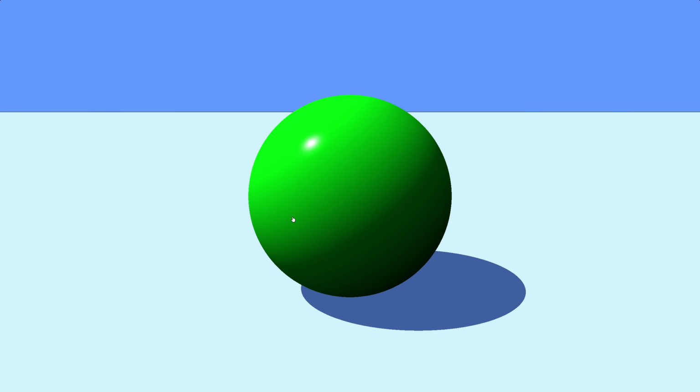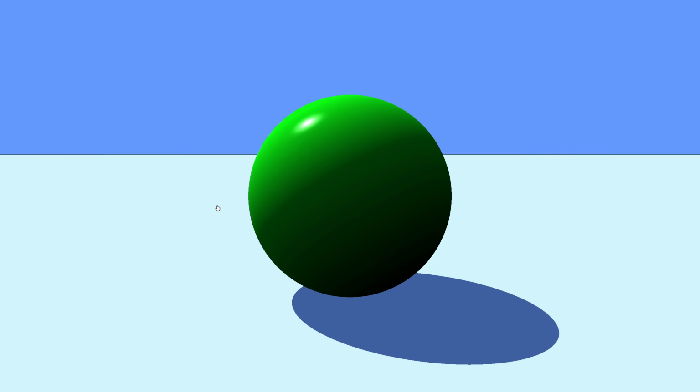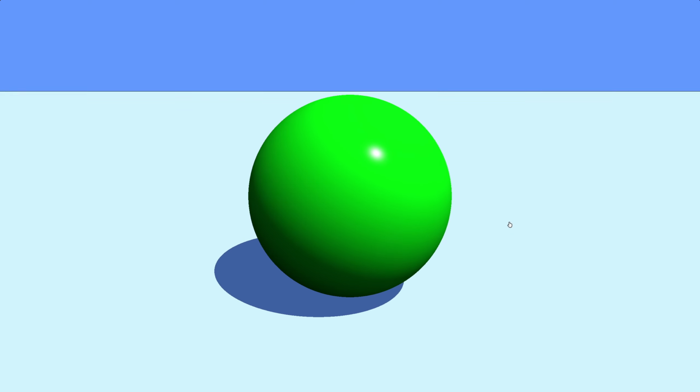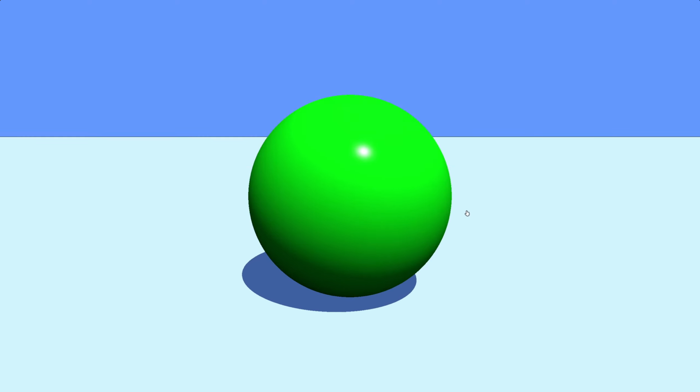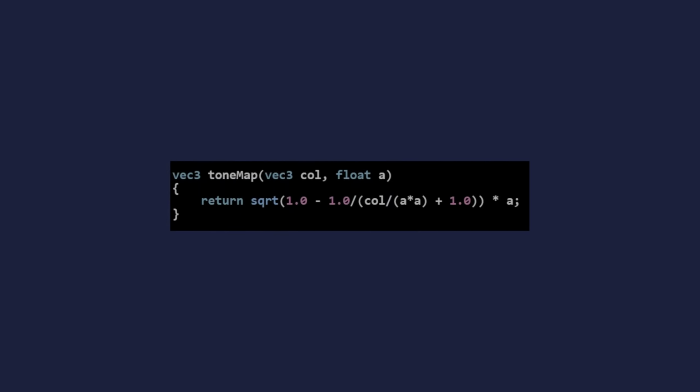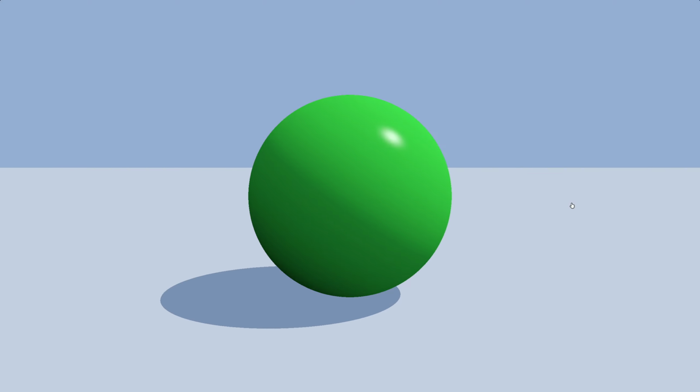It looks brighter now, because we have added several types of shading. However, the brightness can be greater than 1, which causes clipping. To fix this, we need to take these colors and tone map them into the 0 to 1 range. For this, we can use this tone mapping function I created. Now it looks much better.